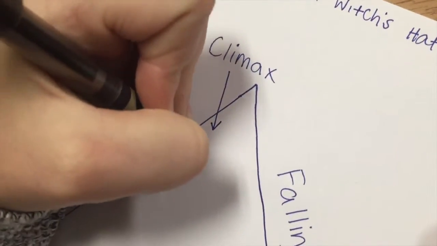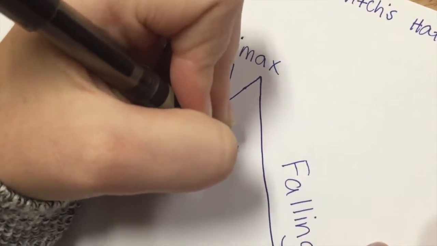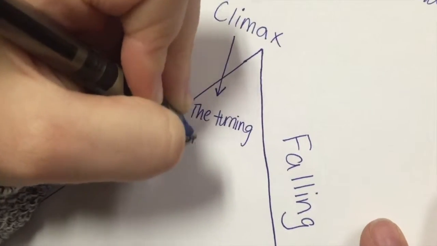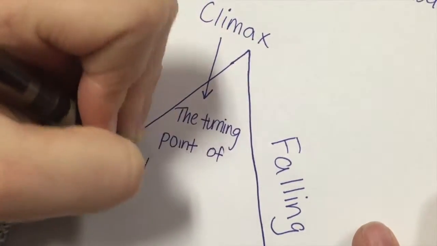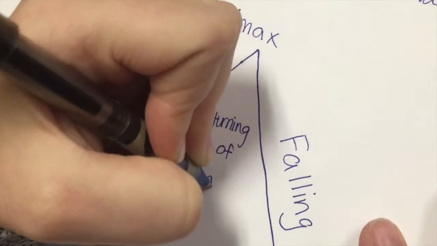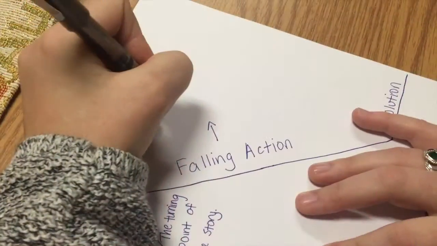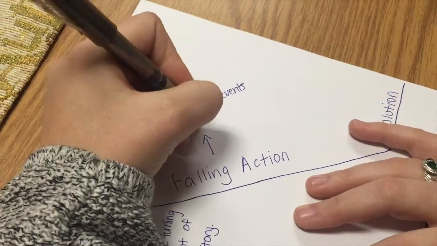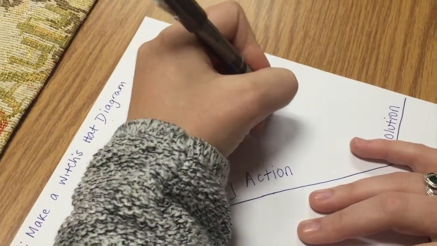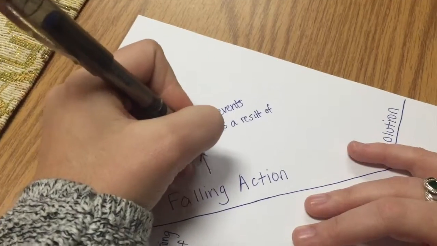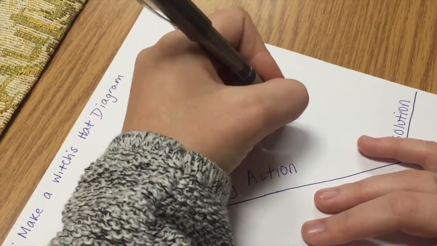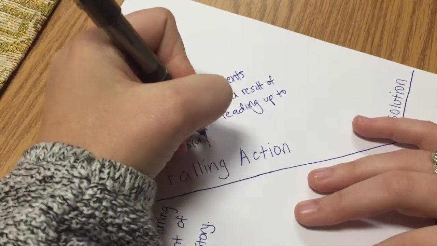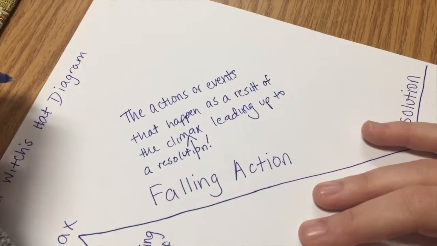The climax of the story is the turning point. It's the big event that happens usually toward the middle of a story that changes a character's outlook or teaches a character a lesson. Then we have the falling action. The falling action is similar to the rising action in that it has 3 significant events, all that support the main idea with specific details. But the falling action comes after the climax and leads up to the resolution.